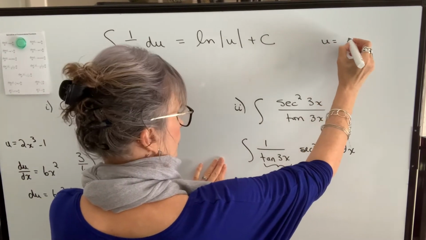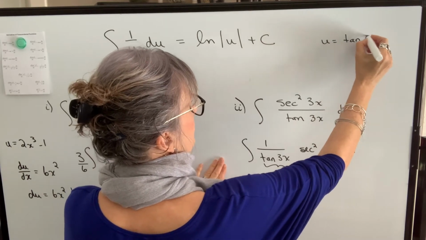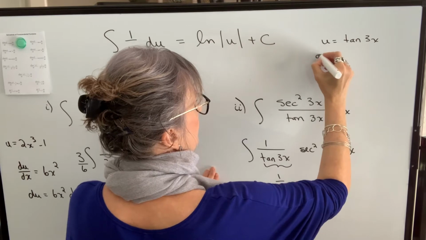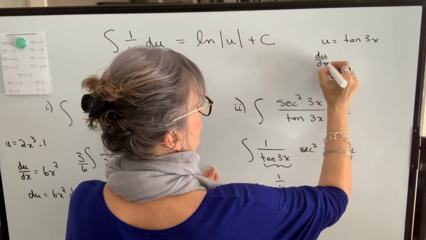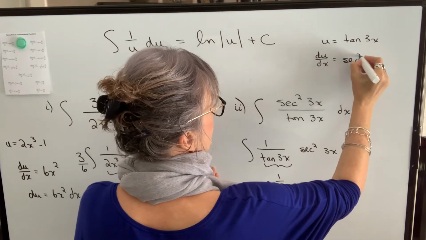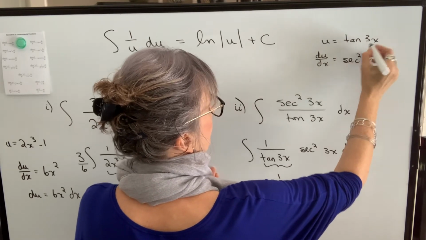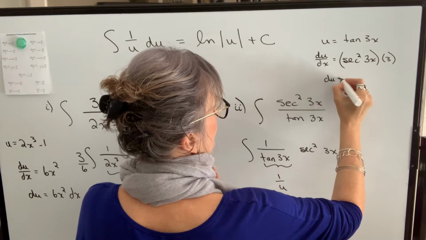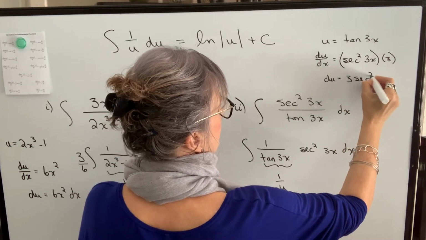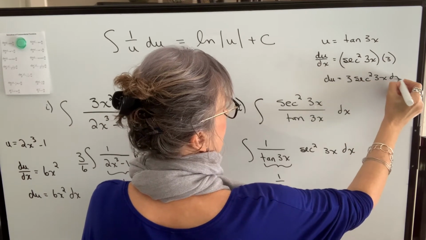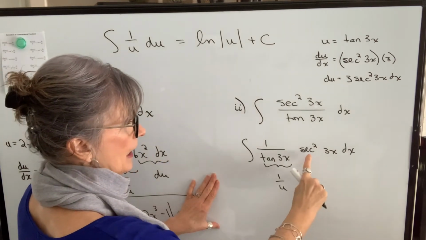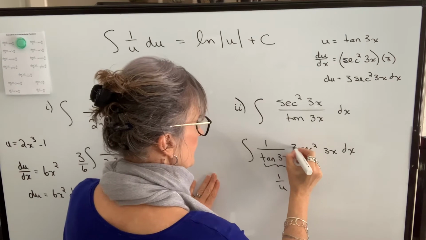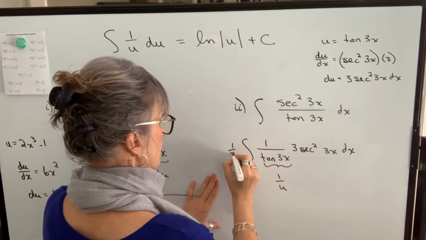So I'm identifying u as the tangent of 3x. We look up the derivative of tangent of a function, and that derivative will be secant squared of that function times the derivative of that function, which is 3. So the du factor will be 3 times secant squared 3x dx. I have secant squared 3x dx, but I don't have the 3. So I'll introduce it and then balance it.